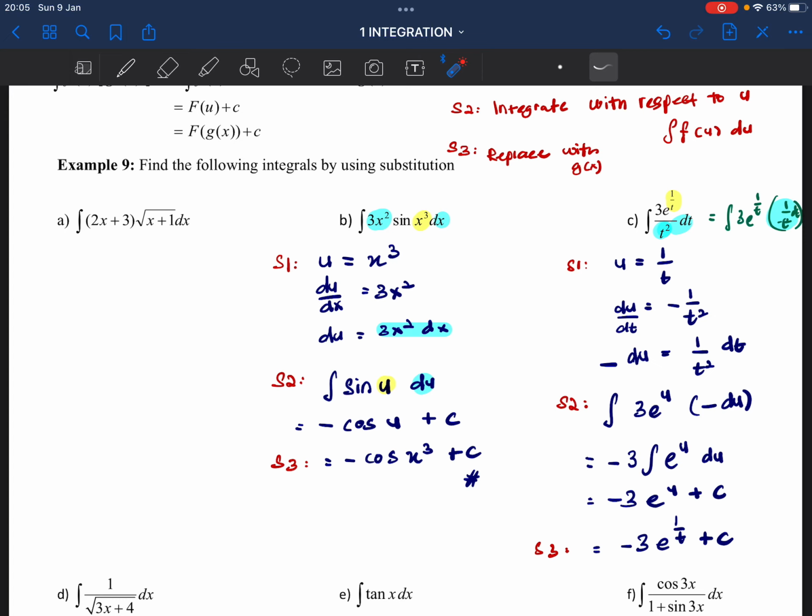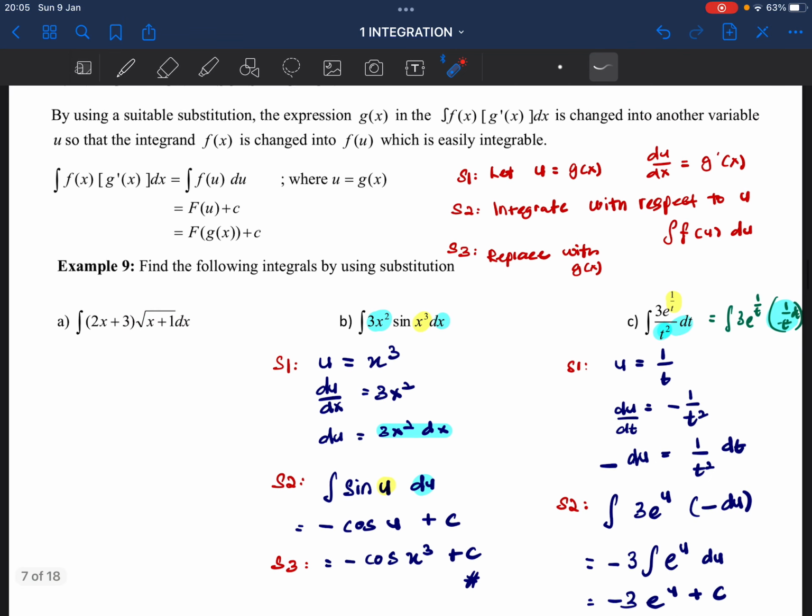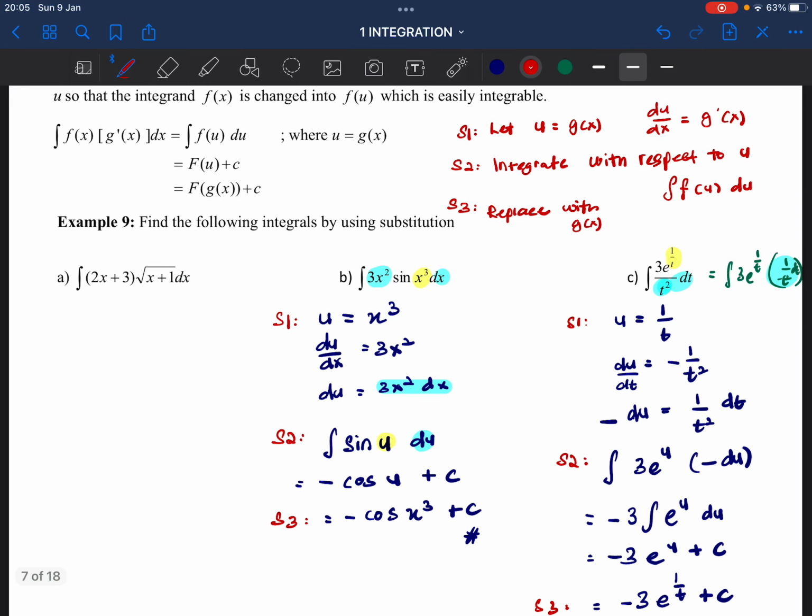Can you see how to do this? We can see that if we have e power, we choose u as the power. If we have square root, we choose u as what is inside, only the expression inside without the square root. So the first one here, we are going to choose our u as x plus 1 only, without the square root. If you choose the square root, you are going to make it more complicated.